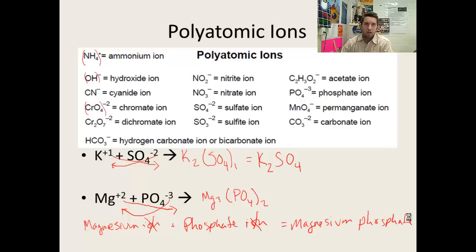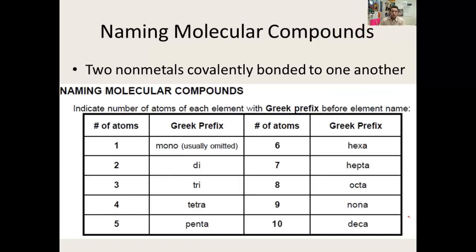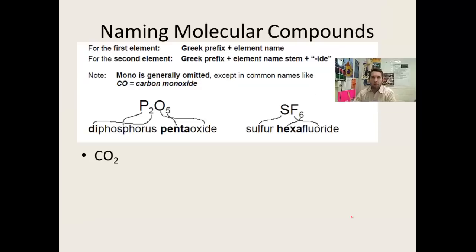There's our polyatomic ions. Lastly, naming molecular compounds. This is pretty easy. A molecular compound is formed by 2 nonmetals covalently bonding together. And we use these Greek prefixes. We don't often use mono, it's usually omitted as it says here. But it's going to indicate how many atoms of each element are in the molecule. 1 is mono, di, tri, tetra, penta, hexa, hepta, octa, nona, and deca.